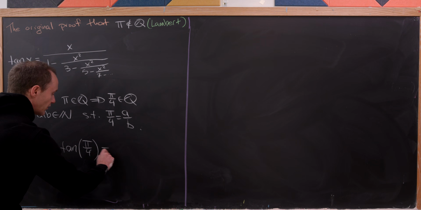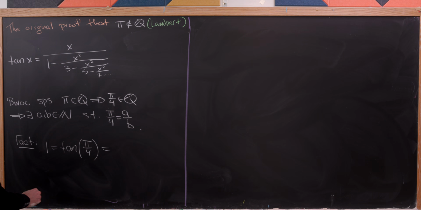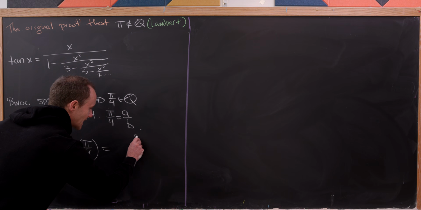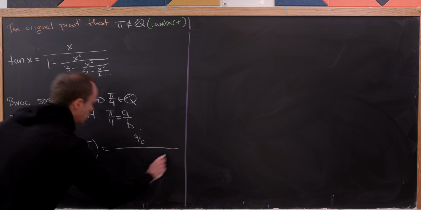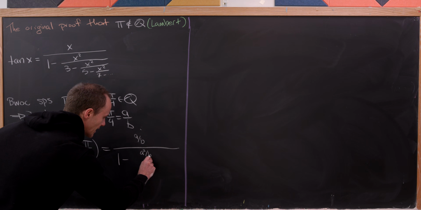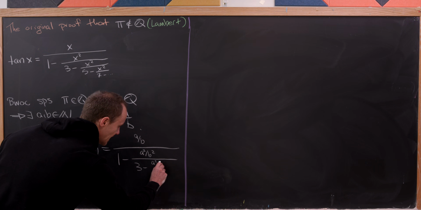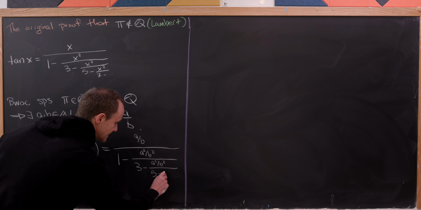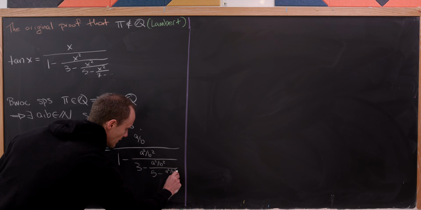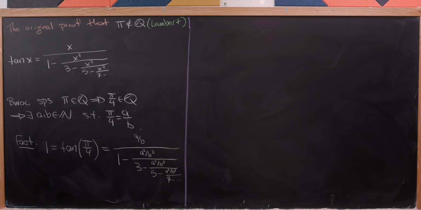But now we can plug pi over 4 into our representation here, but we'll plug it in as a over b. So that means I'm going to have a over b all over 1 minus, and then this is going to be a squared over b squared over 3 minus, and then this is going to be a squared over b squared, sorry, over 5 minus, and then a squared over b squared over 7 minus, and then so on and so forth.